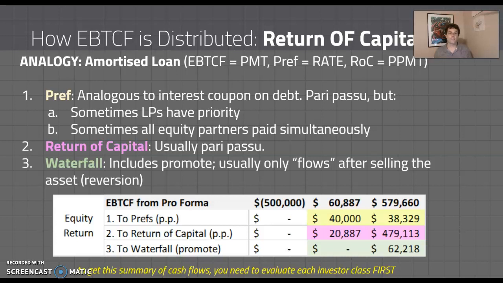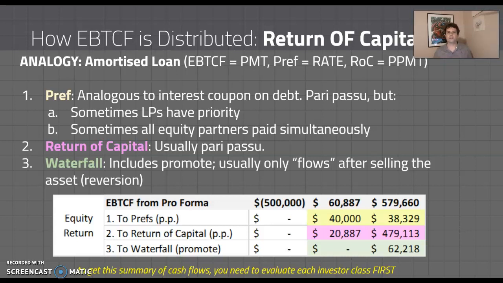The first step, we're going to pay off the prefs, the preferred returns. So again, we're going to pay off the interest first. This is the interest earned off the money invested in the joint venture during that period. Now, contracts do vary here. Sometimes you pay off all of the limited partners, the outside investors, first before the sponsor general partner receives a single dollar, or you pay them pari passu, simultaneously. The contract will tell you all.